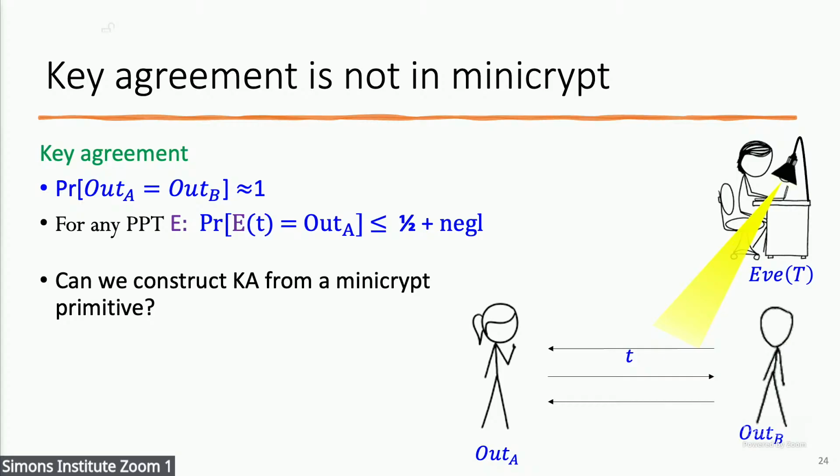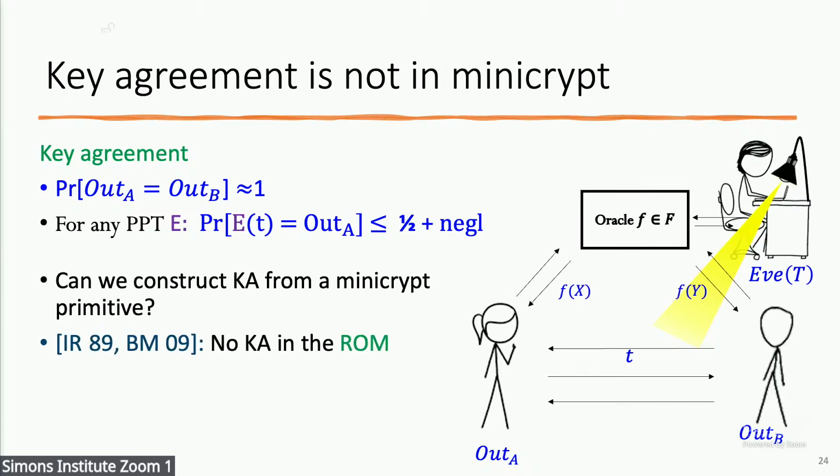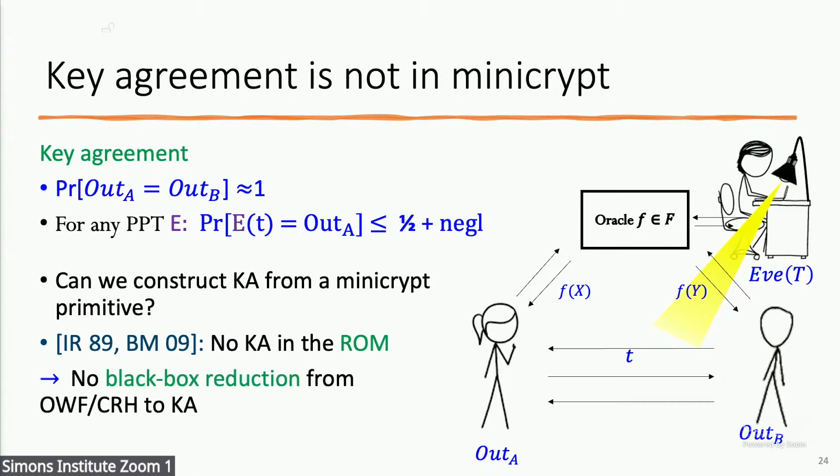Good. So can we construct a key agreement from a Minicrypt primitive? In particular, can you construct it from a random oracle? Impagliazzo and Rudich, and then improved, made tight, by Barak and Mahmoody, showed no, there's no key agreement in the random oracle model. Okay, a very non-trivial result. And it implies no black-box reduction from one-way functions or CRH to key agreement. Okay, so Minicrypt does not contain all the world. You cannot do everything with a random oracle.